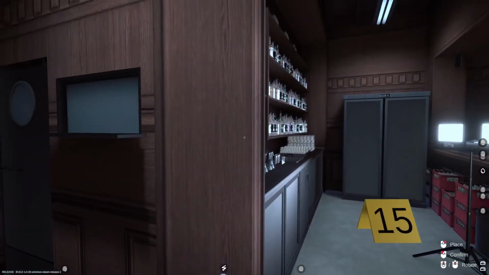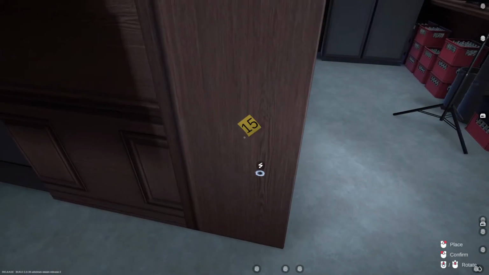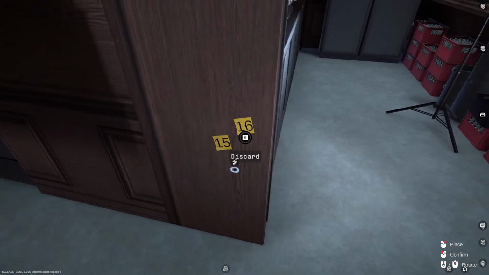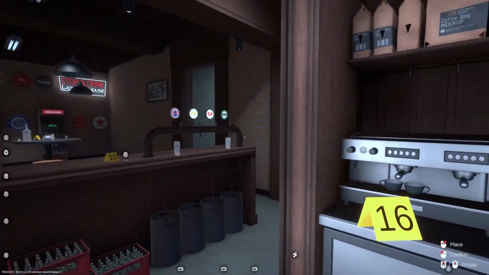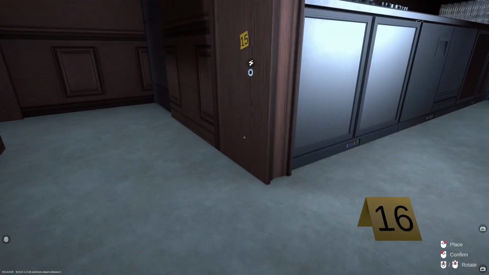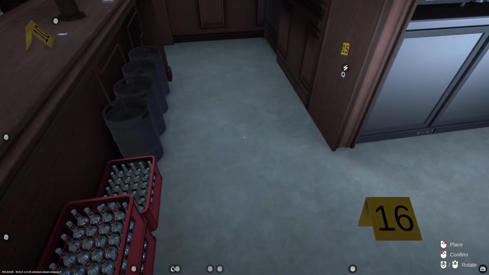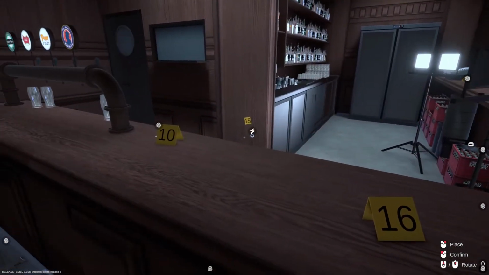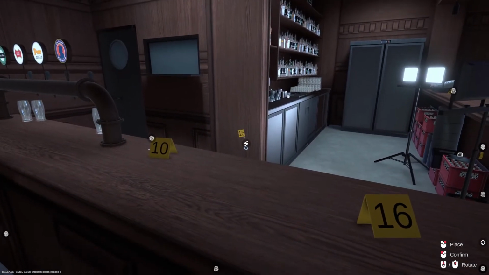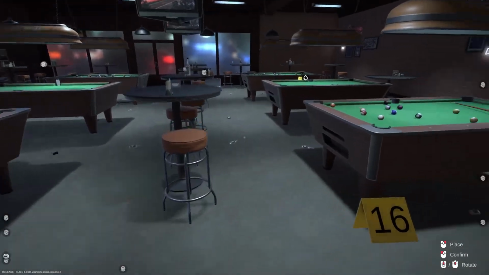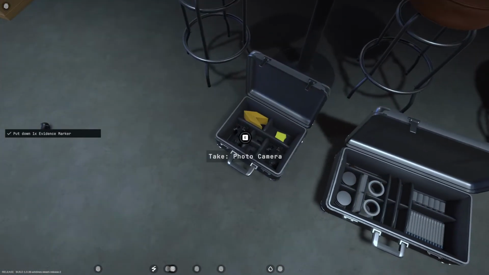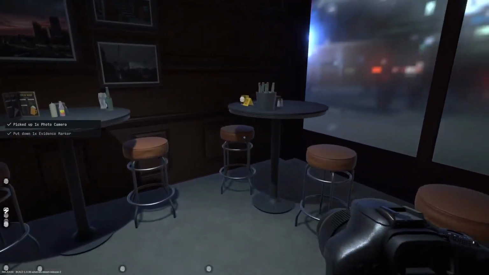Oh, that's right, the bullet hole. I totally forgot. Let's do that. Was there only one shot? He only shot one time? Maybe he shot like this over the counter? Interesting. Alright, let's take some photos.